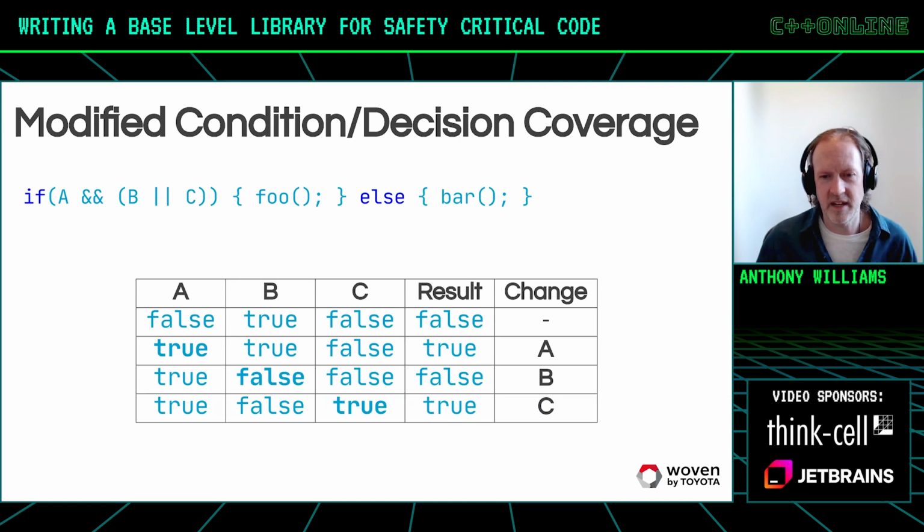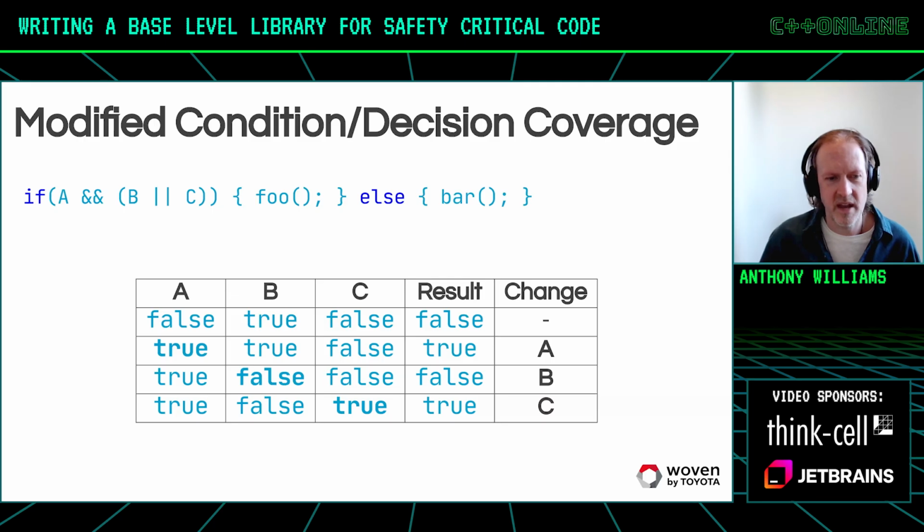So now we can get things down to 4. If we start with our initial case where A is false and B is true and C is false, we get a result of false. Then if we go for A is true and B is true and C is false, we've changed just A, and the result does change. So that's good, we can test that one.